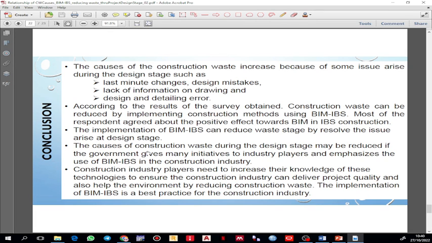The cost of construction waste during the design stage may be reduced if the government encourages industry players and emphasizes the use of BIM in the IBS construction industry. So construction industry players need to increase their knowledge of these technologies to ensure the construction industry can deliver project quality and also help the environment by reducing construction waste. The implementation of BIM and IBS is the best practice for the construction industry.